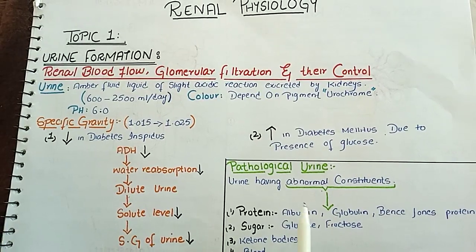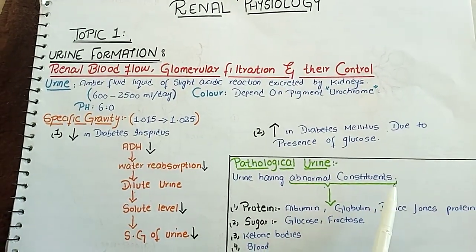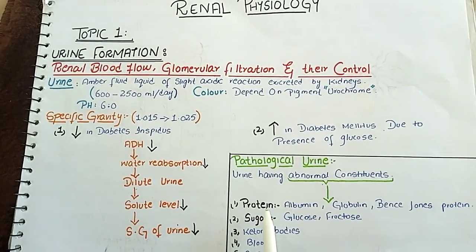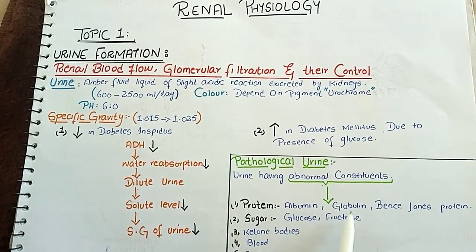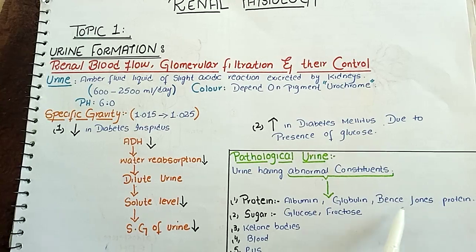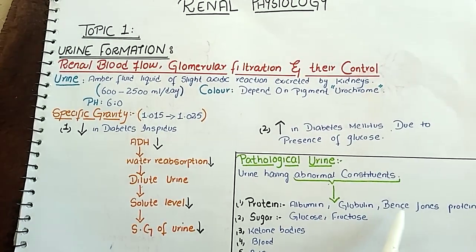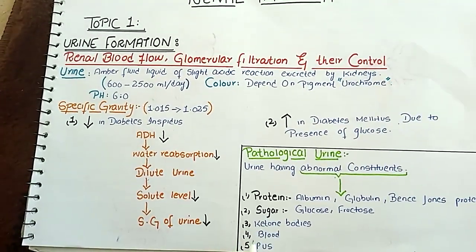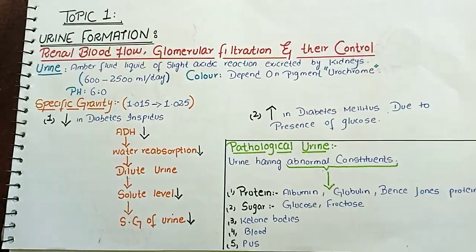Pathological urine is urine having abnormal constituents. These abnormal constituents are protein, albumin, globulin, and Bence-Jones protein. This last protein is present in multiple myeloma patients. Others are sugar, ketone bodies, blood, and pus.